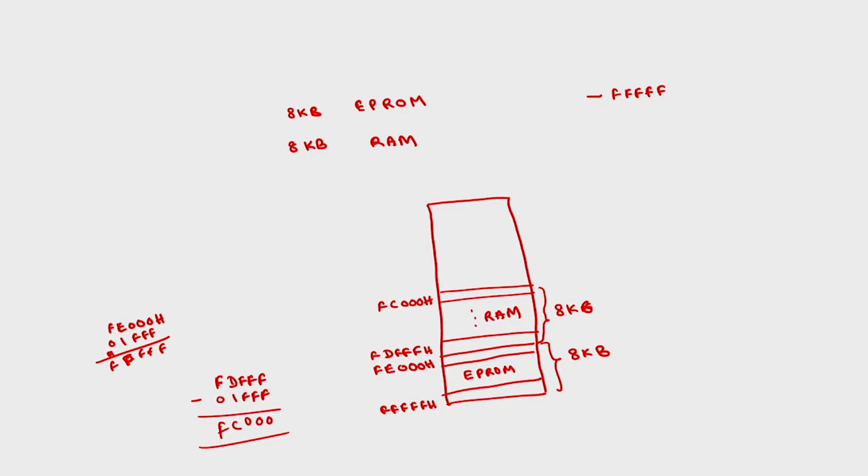Okay. So to interface this RAM and EPROM in these locations, what hardware circuitry is required and how do these connections have to be made? I will discuss that in the next class. Thank you.